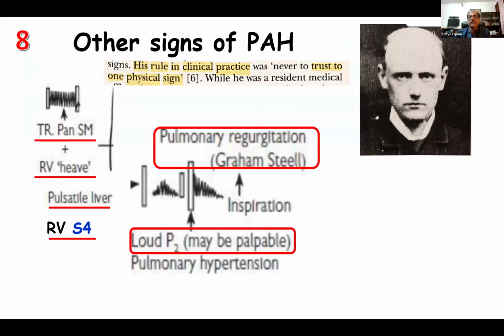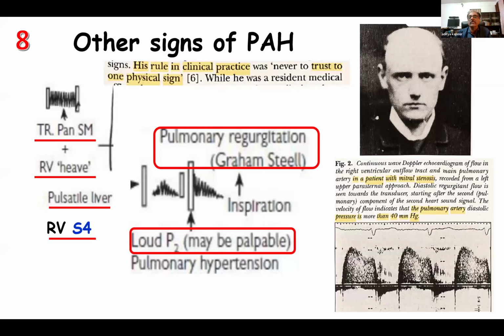And Graham Steell, you will be surprised to know that the Graham Steell murmur of PR was actually described first in mitral stenosis. So he actually documented that the end diastolic murmur, early diastolic murmur that is coming, is due to severe pulmonary artery hypertension and PR. Not many people believed him, but anyway, this is a point of historical interest.